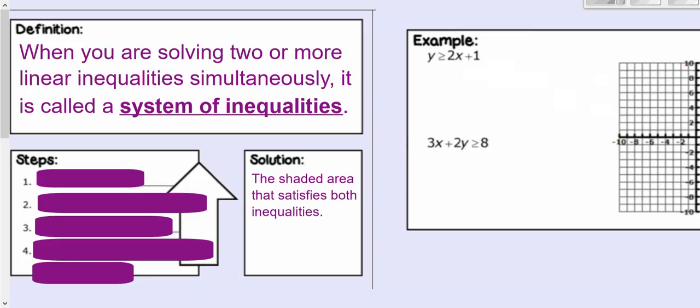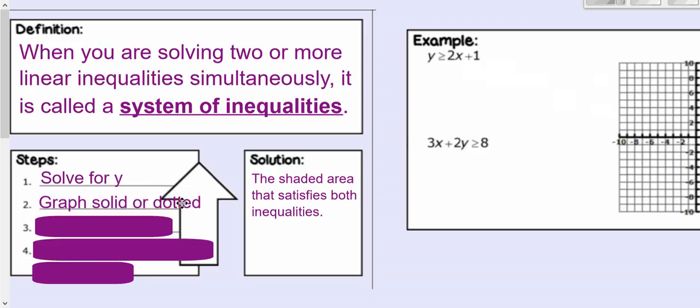So solving a system of inequalities is very similar to how we graphed a single inequality. The first thing that we're going to do is solve for y. By solving for y, we can easily graph our slope and our y-intercepts and determine where we are going to shade our inequality. Our second step is to graph a solid or dotted line. So we have to remember our symbols for a solid or dotted line. You can refer back to graphing linear inequalities for that.